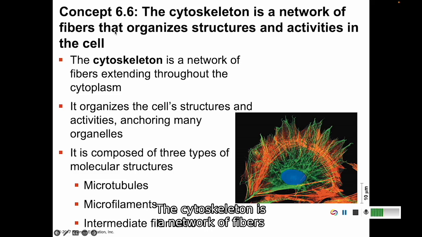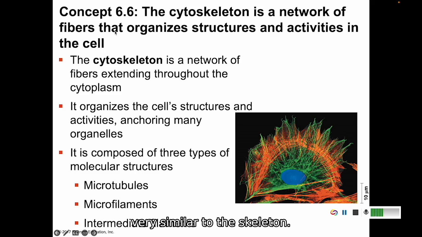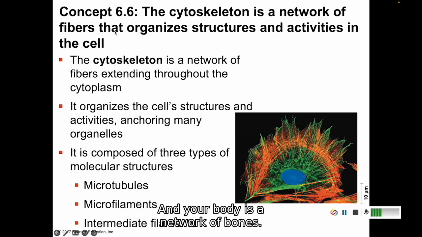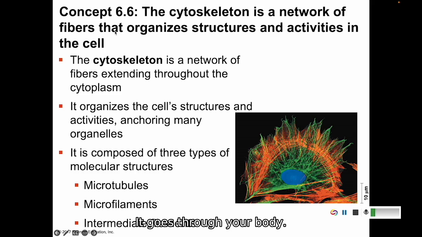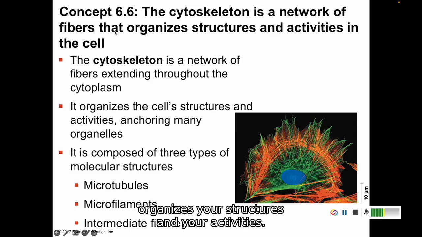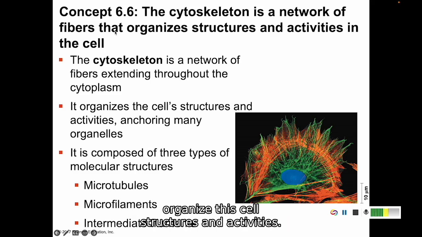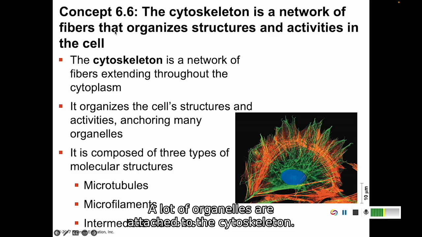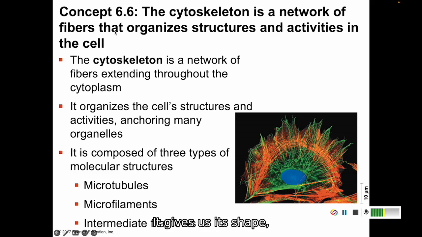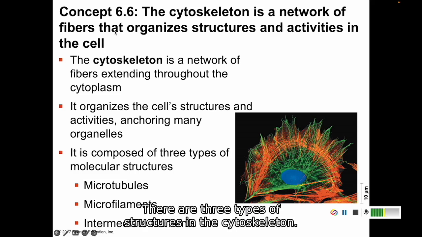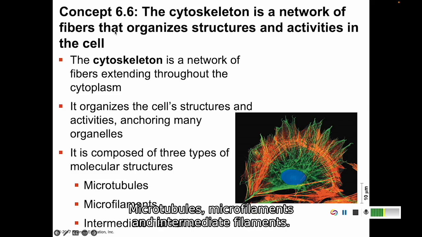The cytoskeleton is a network of fibers that go throughout the cytoplasm, very similar to how the skeleton in your body is a network of bones that goes through your body. And just like your skeleton organizes your structures and your activities, the cytoskeleton is going to organize the cell structures and activities. A lot of organelles are attached to the cytoskeleton. It gives the cell its shape, its structure. And there are 3 types of structures in the cytoskeleton: microtubules, microfilaments, and intermediate filaments.